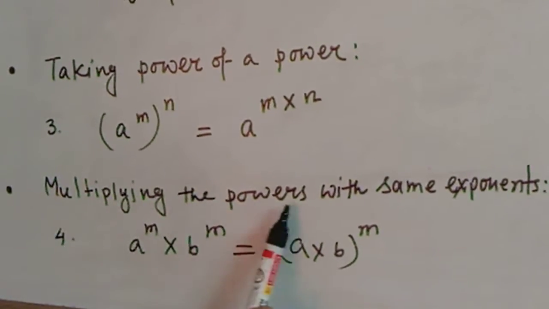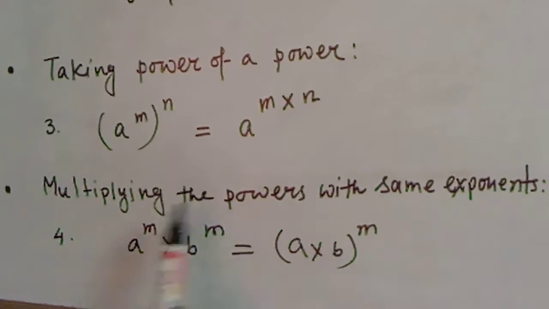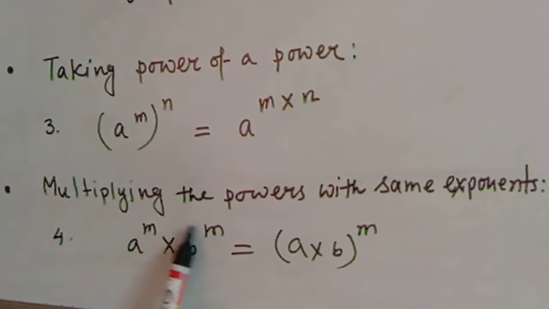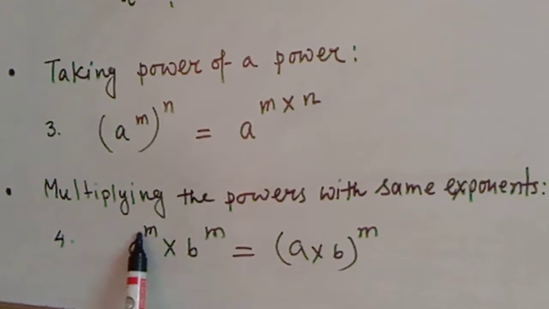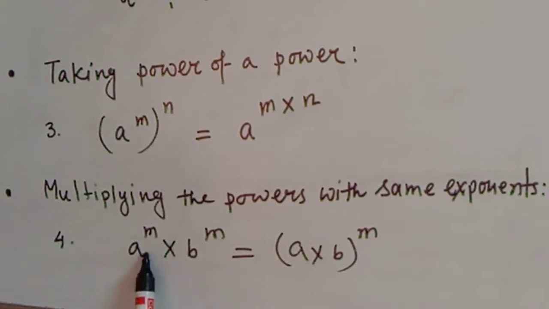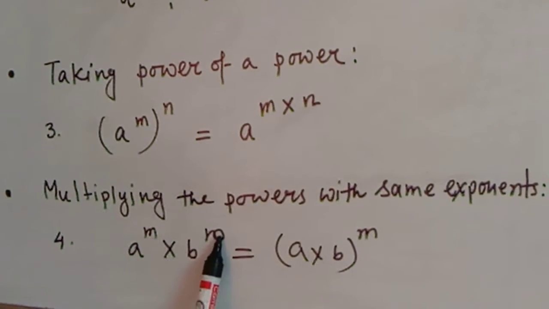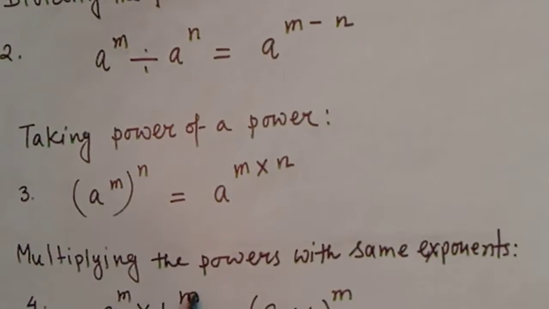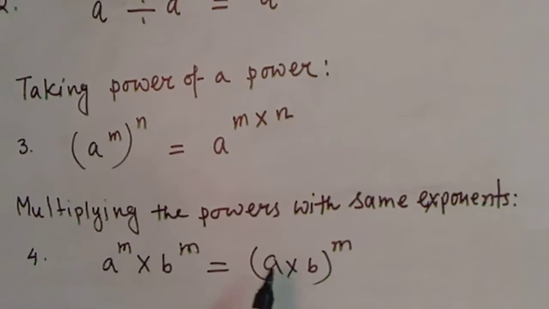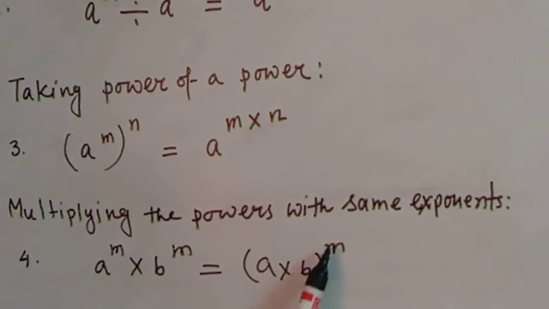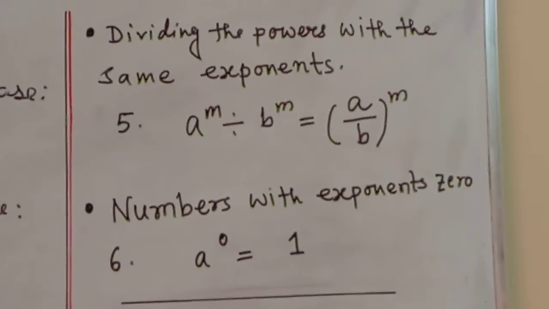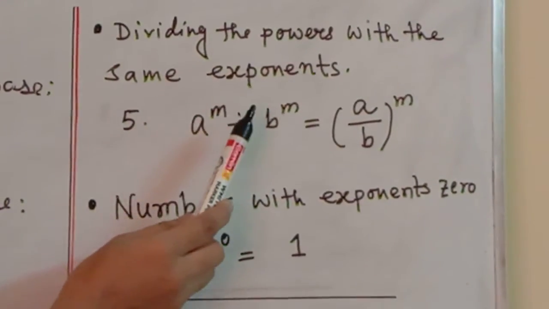Number 4, multiplying the powers with the same exponents. Powers are there and we have to multiply them as their exponents are same. So a to the power m into b to the power m is equal to a into b whole to the power m. Both the exponents are same, so you have to multiply the bases.